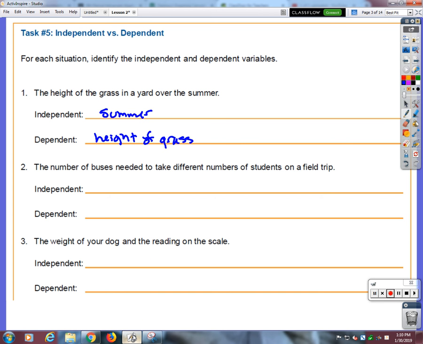Weston. Okay. The independent is the number of students, and the dependent is the number of buses, because the number of buses you need depends on the number of students you're going to take, right?